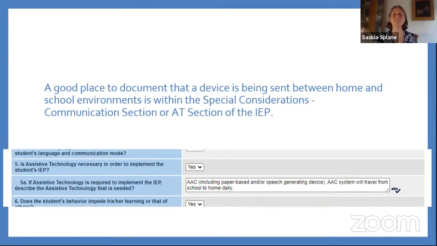Answering it. So a good place to document is in that special considerations area, either in the communications section or in the assistive technology section. And the answer is just yes. AAC is needed. AAC system will travel from school to home daily. There, it's a nice little blurb. It's just right there.